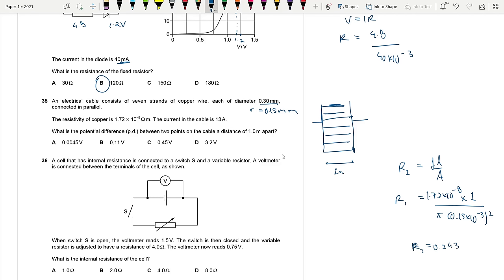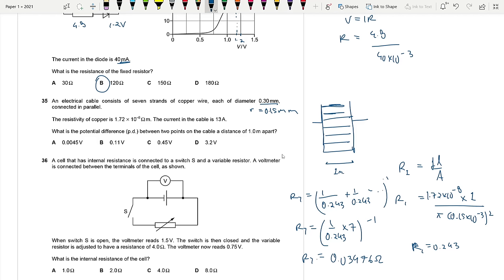Now we need to find out the total resistance of the whole thing, right? So what's it going to be? 1 divided by the resistance of one wire plus the other wire and so on, kind of like this, right? Reciprocal. What can we do directly? 1 divided by 0.243 into 7, to the power minus 1. Okay, so we're getting a value of 0.03476 ohms. This is the total resistance.